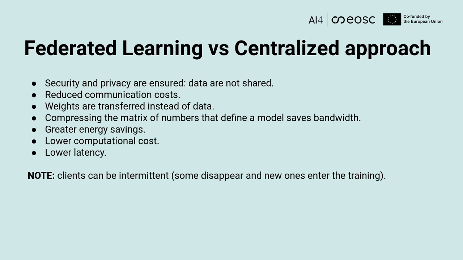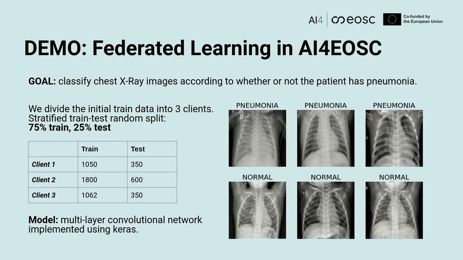It's important to note here that the clients can be intermittent, and this can be a problem in some cases because maybe one new client will enter the training, but maybe other clients can disappear, for example, due to technical restrictions, internet connectivity, and so on. Now, let's move to a demonstration on the use of federated learning within the AI4EOSC platform.